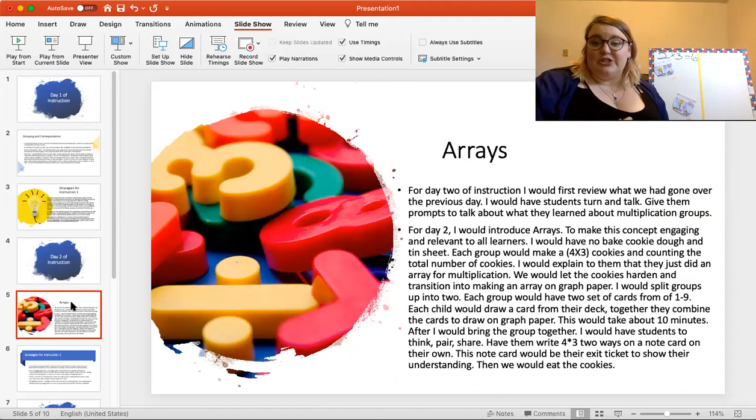I would introduce arrays, and to make this concept engaging and relevant to all learners, and so that they don't get confused by rows and columns, I would introduce it as like baking cookies. I know it's kind of ambitious, but I would try to make no-bake cookie dough and have it prepared for them, and then I'll give them cookie sheets to make their own cookies in pairs. And then I would have them make their groups like 4 times 3, do that simple multiplication, and introduce arrays in that kind of way.